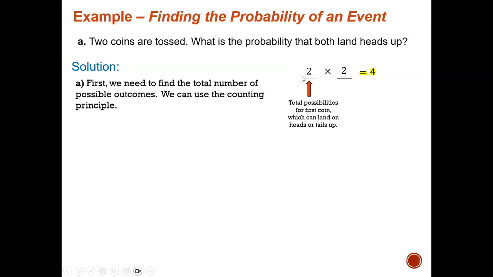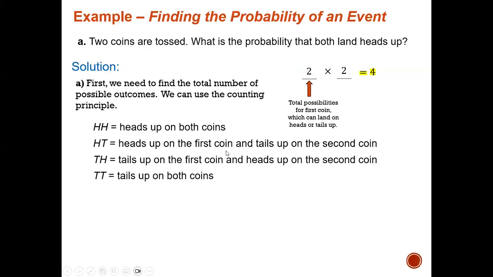How many outcomes the first time? 2. How many outcomes for that second coin? 2. So we have 4 outcomes, and here I'm going to list them, right? We can have heads and heads, heads first and then tails, tails first and then heads, or tails on both, tails and tails, right? So this is considered a sample space. This is all possible outcomes.